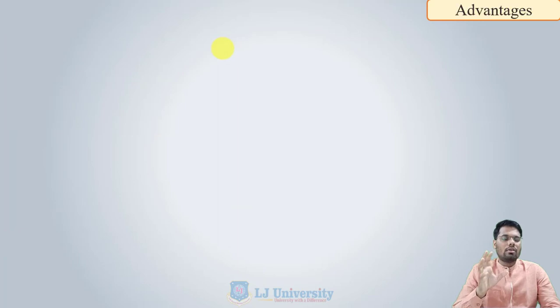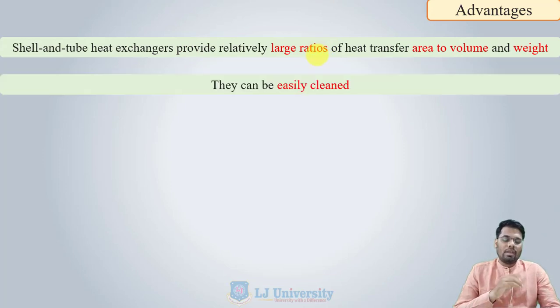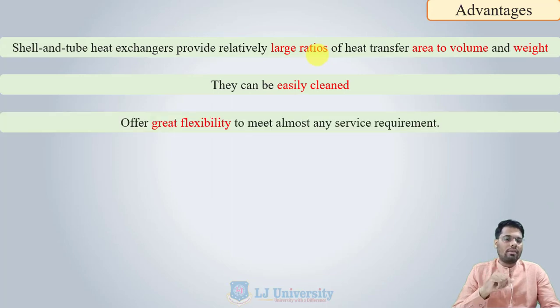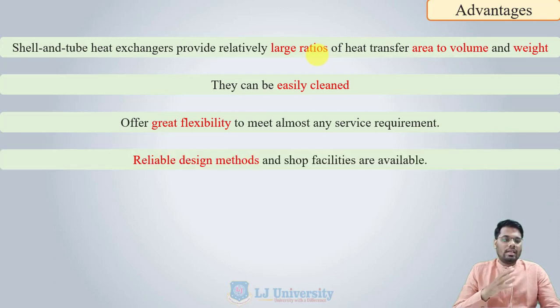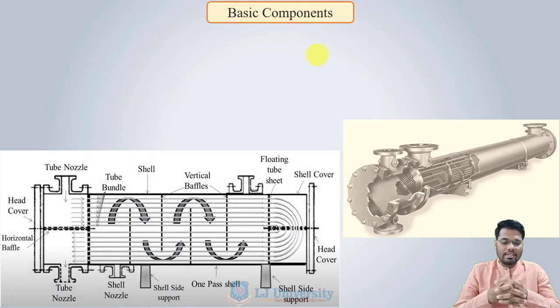Now, what are the advantages of the shell and tube heat exchanger? Why are they widely used in most industries? The first advantage is that they provide a relatively large ratio of heat transfer area to volume and weight. Second, they can be easily cleaned. Third, there is great flexibility to meet almost any service requirement. Then, reliable design methods and shop facilities are available. Then, they can be designed for high pressure relative to the environment and high pressure difference between the fluid streams. So these are the advantages of the shell and tube heat exchanger.